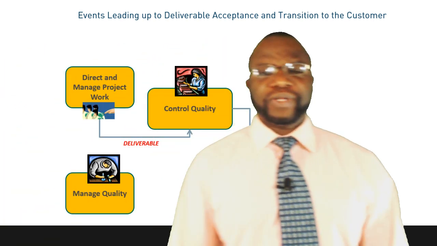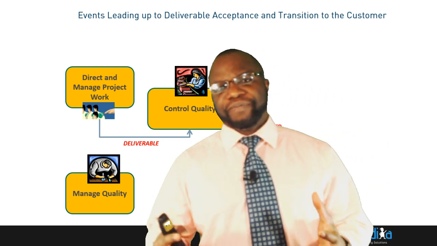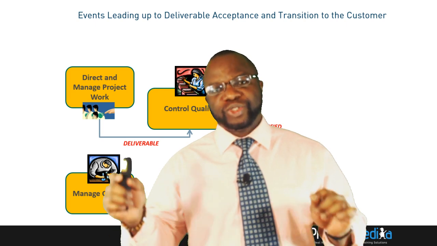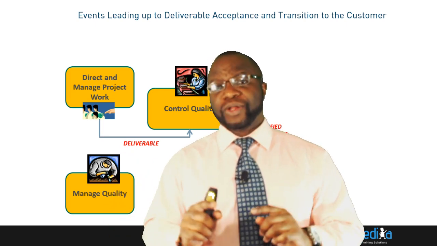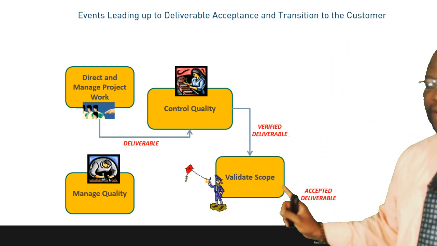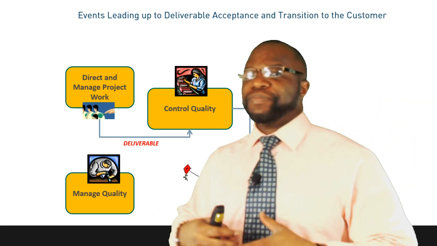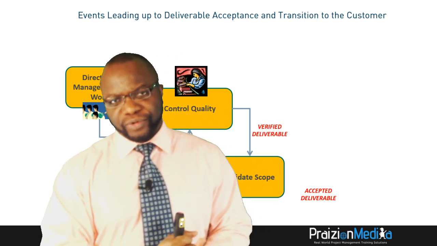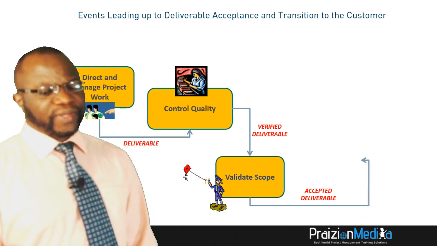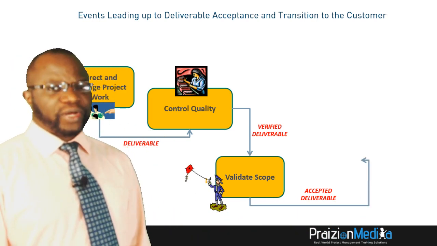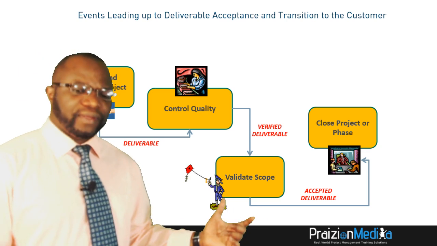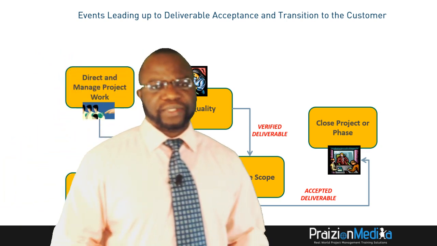Well, now we have something called an accepted deliverable. Accepted means the customer has accepted it. This is not something you do in closing. You do it in monitoring and controlling. In closing, we would transition this accepted deliverable. But right now, this deliverable has been accepted and there's a stamp of approval on it, theoretically speaking. What happens after this stage? After this stage, it goes to the close project or phase process. This is where we will transition the accepted deliverable to the customer.